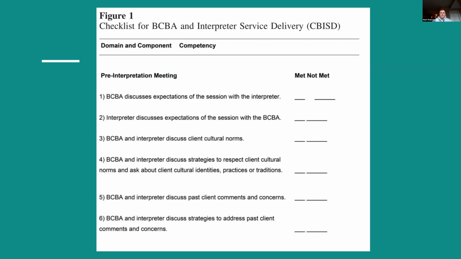Okay, so after they outline some of these key considerations, they move into the actual checklist. And it's broken down into 2 sections. The first one is the pre-interpretation meeting. So this is where the BCBA and the interpreter, just the client's not involved in the pre-interpretation meeting, get together before the meeting, and they go over these questions, and it's organized into sections. And so items 1 and 2 are designed to review the expectations.